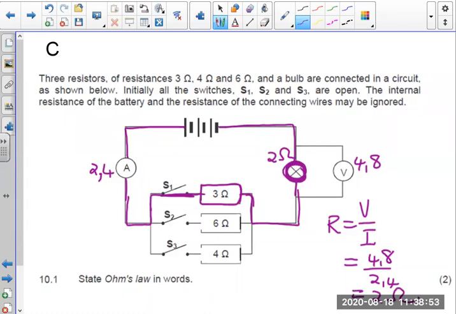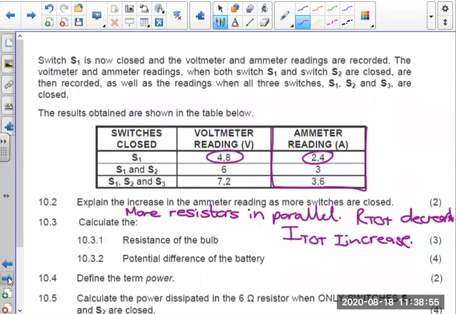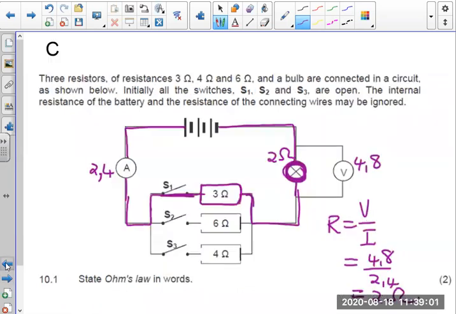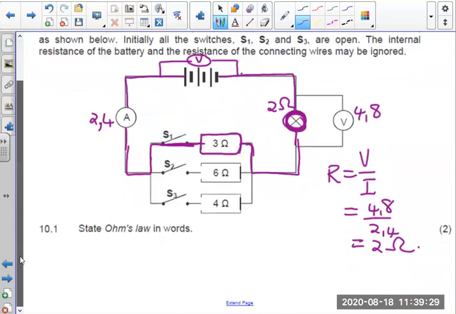Okay. The next one is where they say we have to work out the potential difference of the battery. So it means the total voltage. So they want us to work out the total voltage here. Okay, right. Now the main thing that you need to remember is that, say for instance, only switch S1 is closed, then the total resistance is going to be 5 ohm. The current is 2.4 for only switch S1 closed. Okay, so let's do the options.